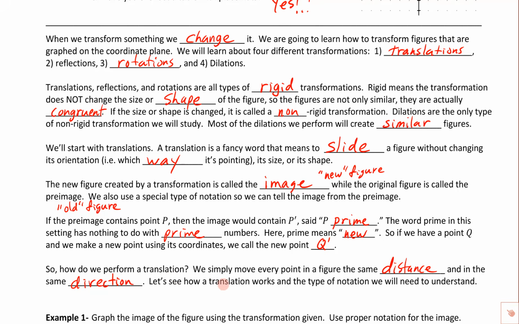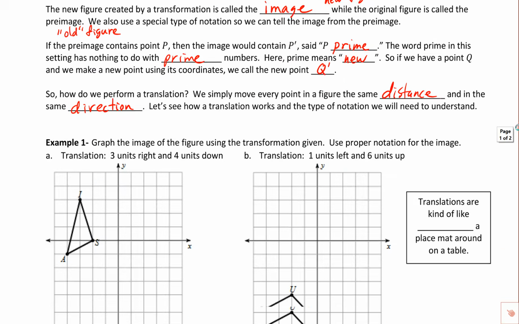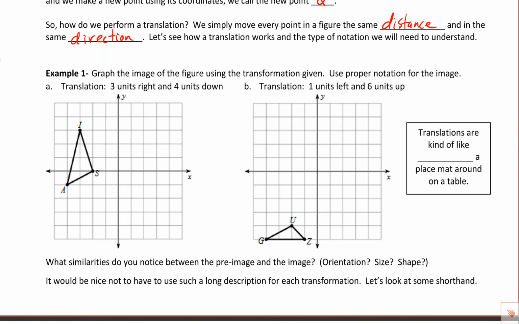All we do, they're very simple, is we simply move every point on a figure the same distance and the same direction. So we're going to see how that looks down below here. So I'm going to slide this down here, and we're going to take a figure that's already marked on the XY plane. So we've got this figure AIS right here.